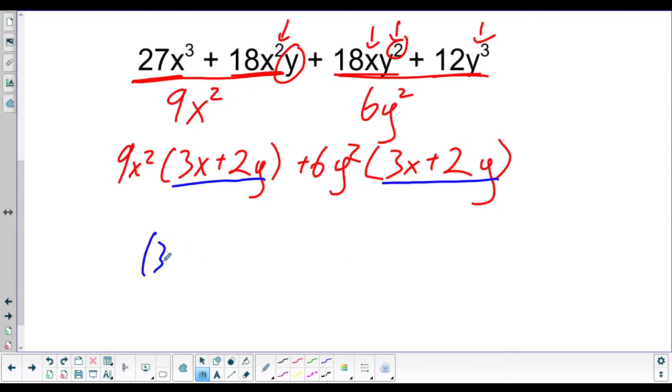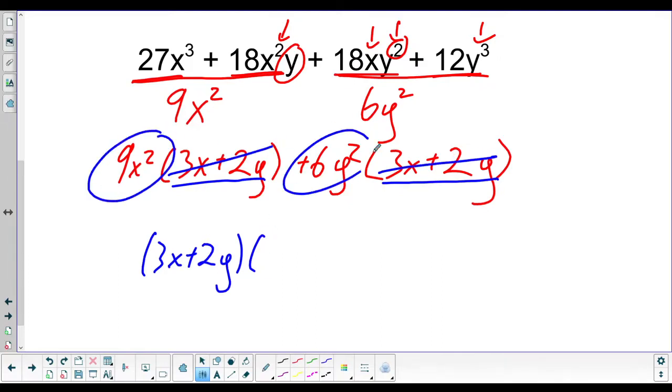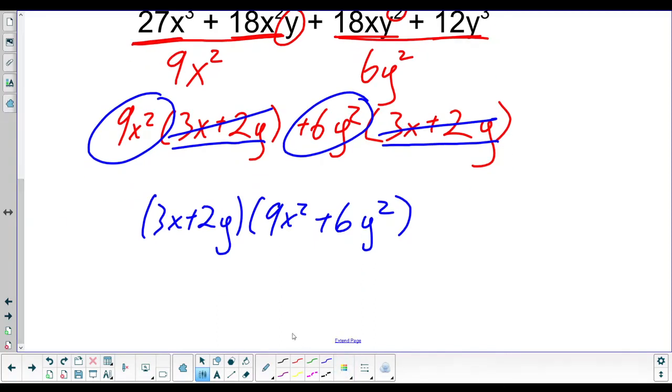So put that in front. 3x plus 2y. Those go away. We put the remainders in their own parentheses. 9x squared plus 6y squared. Make sure we can't factor. Oh, wait. Hold up. What goes into 9 and 6? 3. So we've got to take out a GCF of 3 from this thing. So take out 3. We're going to put that GCF all the way in front. Bring down this mess because we're not messing with it.